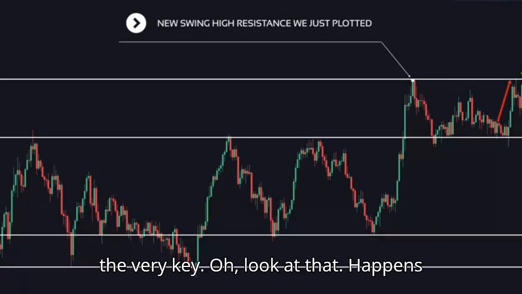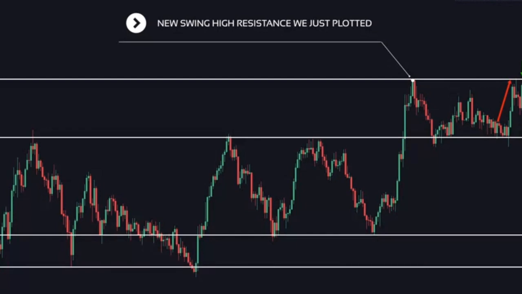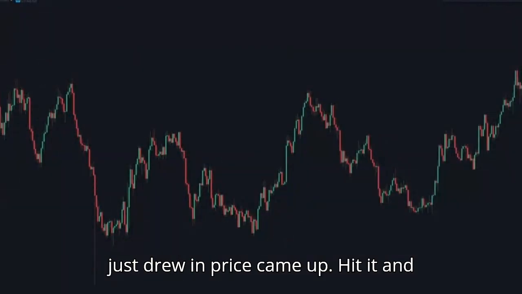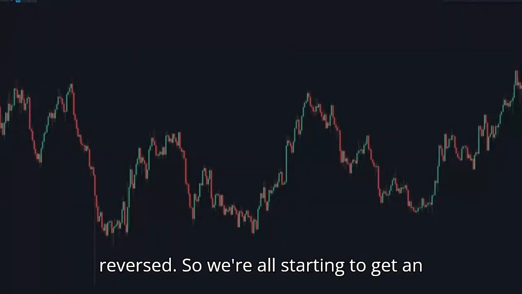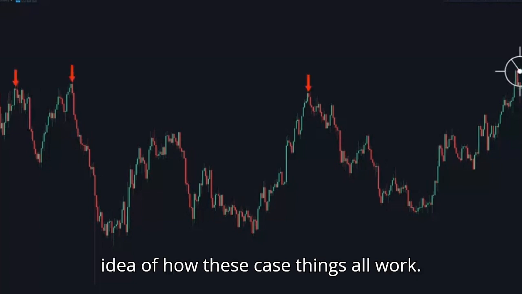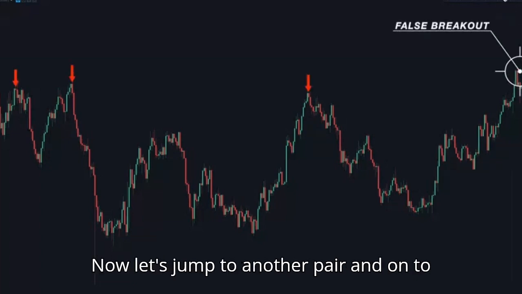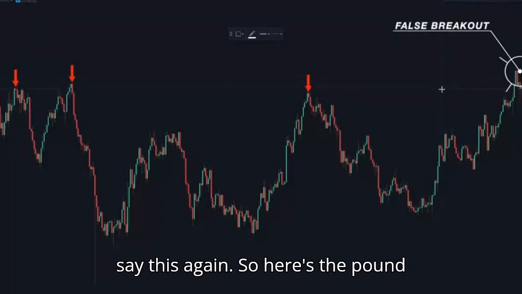Now, this is the key part. Look at what happens with this new swing high resistance that we just drew in: price came up, hit it and reversed. So we're starting to get an idea of how these things all work. However, let's jump to another pair to say this again.